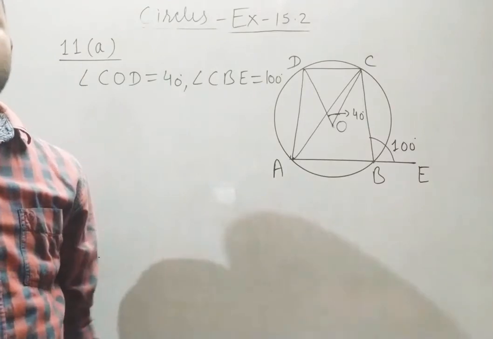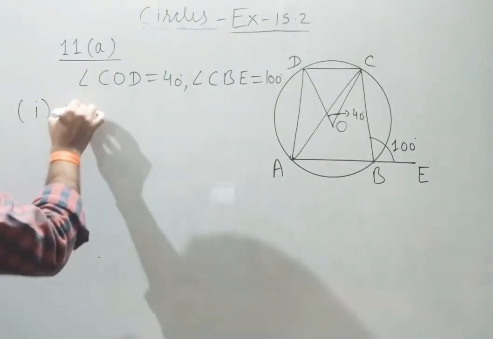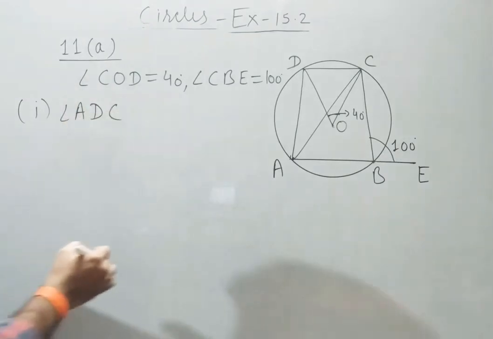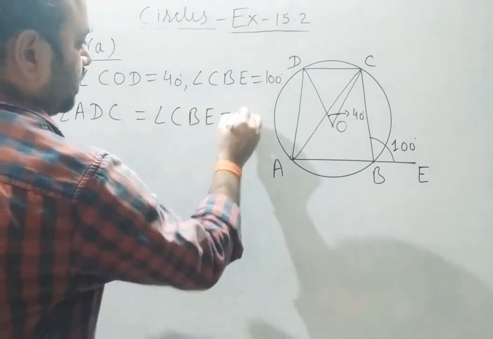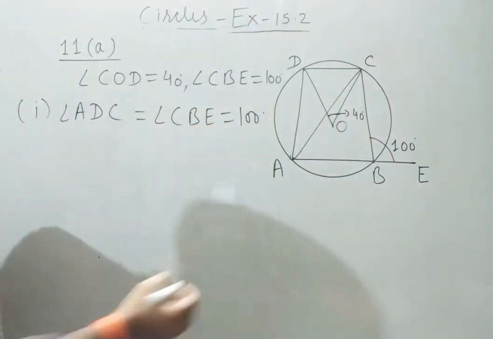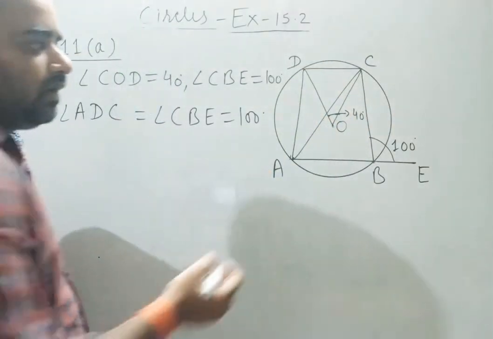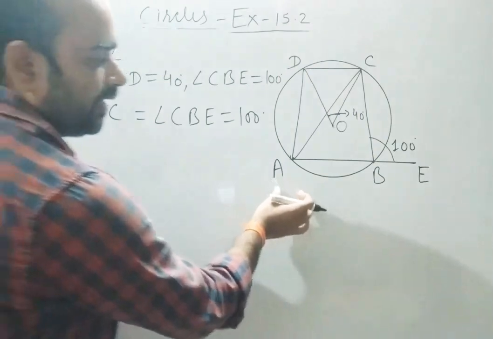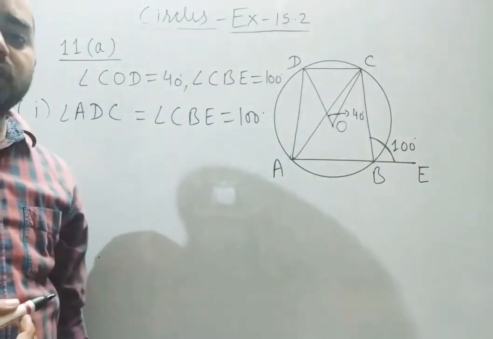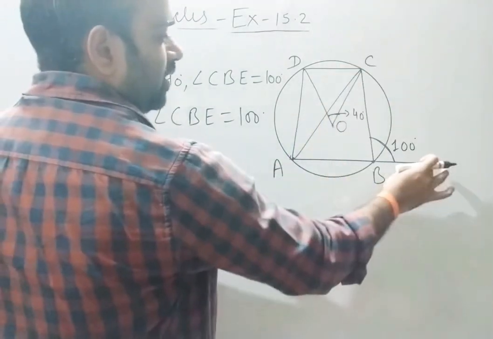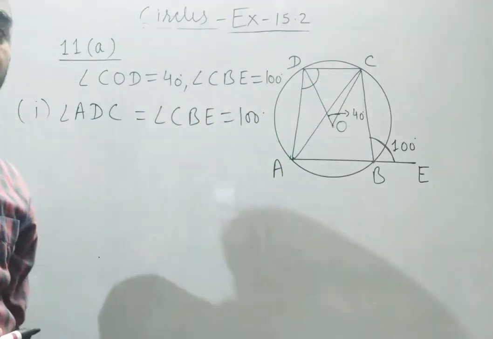Where is it? What is angle ADC? First part, angle ADC will be equal to angle CBE, which is 100 degrees. Why? ABCD is a cyclic quadrilateral. For this cyclic quadrilateral, side AB is produced. It means this is the exterior angle of the cyclic quadrilateral, that is CBE. This is equal to its interior opposite angle, that is angle ADC.